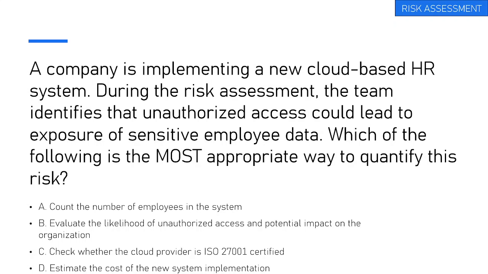Let's start going through it. A: count the number of employees in the system. We're talking about the risk exposure here, lead to exposure. So I don't know if A is the right choice here. B: evaluate the likelihood of unauthorized access and potential impact on the organization. Let's keep that aside. Go with C here.